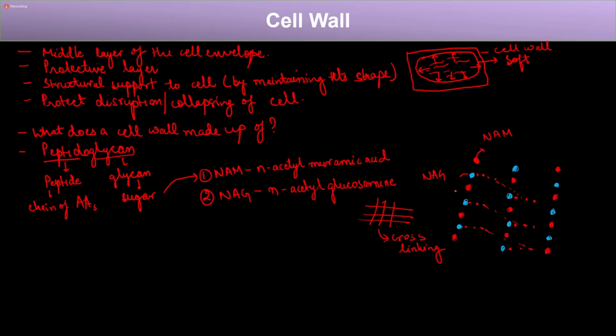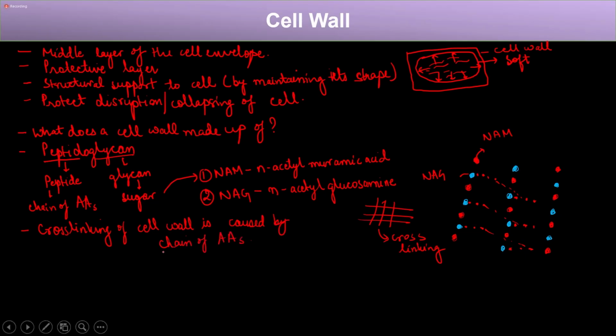Now if someone asks what is responsible for this cross-linking, the cross-linking is caused by the peptide or the protein chain. So the cross-linking of the cell wall is caused by chains of amino acids, and this leads to cell wall formation.